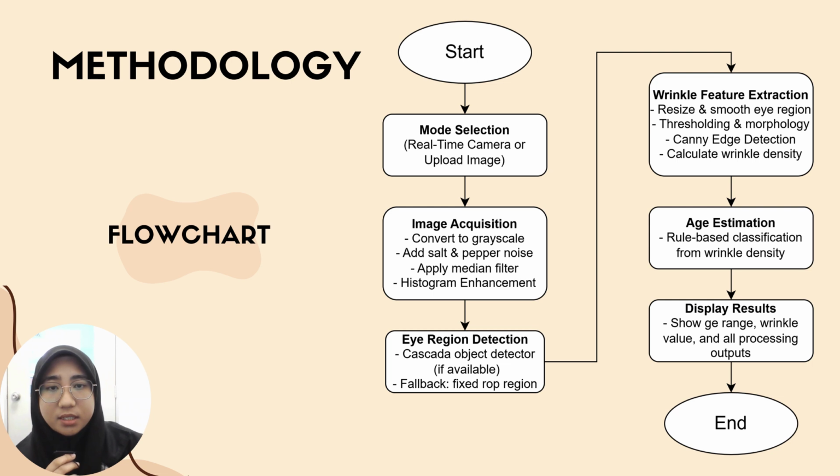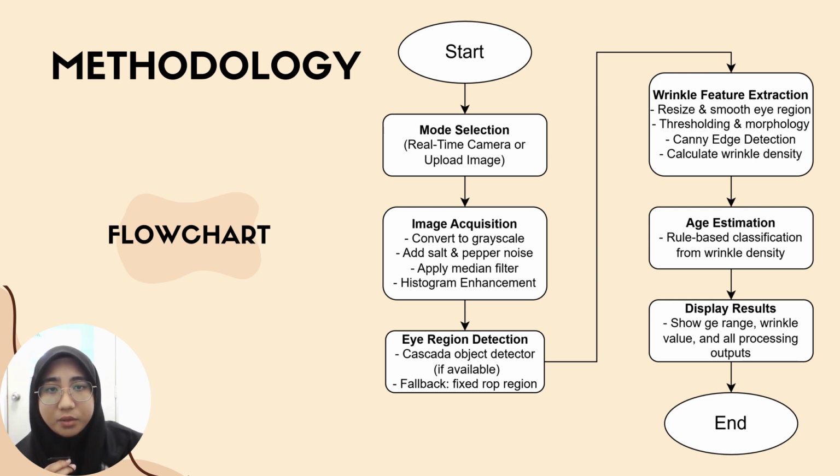After that, we proceed to eye region detection. If available, we use a cascade object detector to automatically detect the eyes. If detection fails, we apply a fallback method by selecting a fixed region of the image where the eyes are usually located. Once we have the eye region, we move to wrinkle feature extraction. This step involves resizing and smoothing the eye area, applying thresholding and morphological operations, detecting edges using the Canny method, and finally calculating wrinkle density.